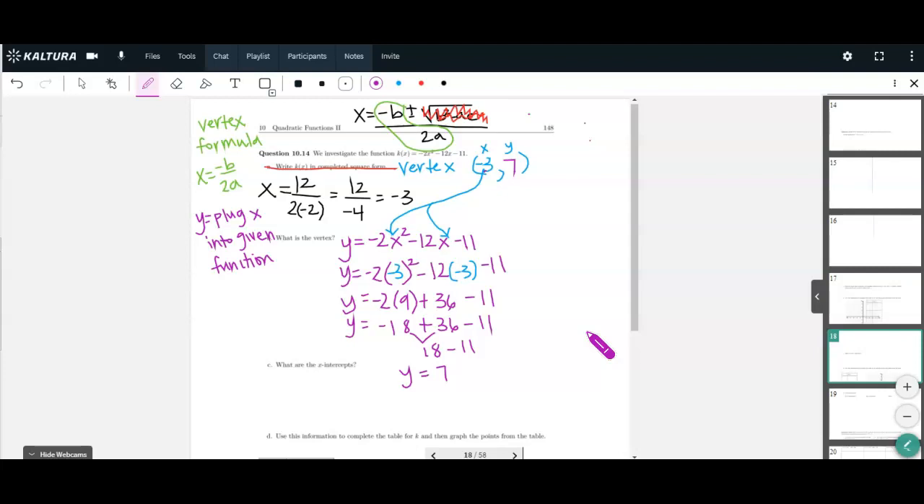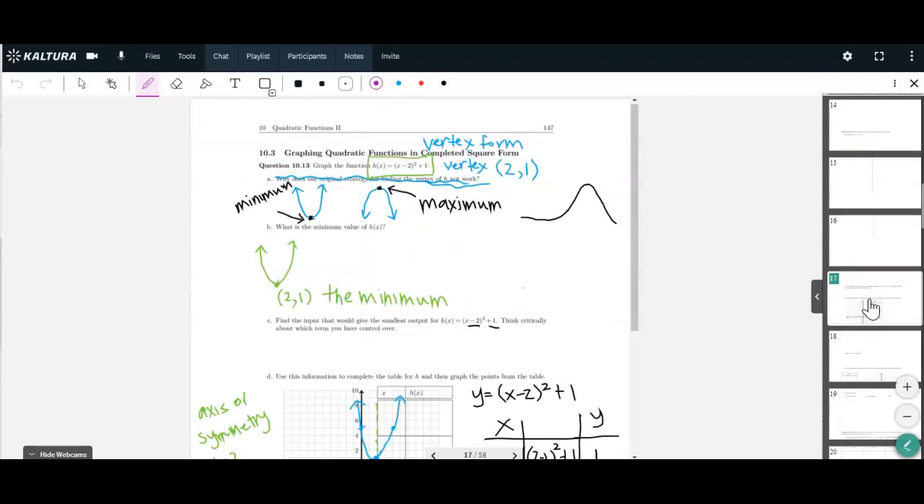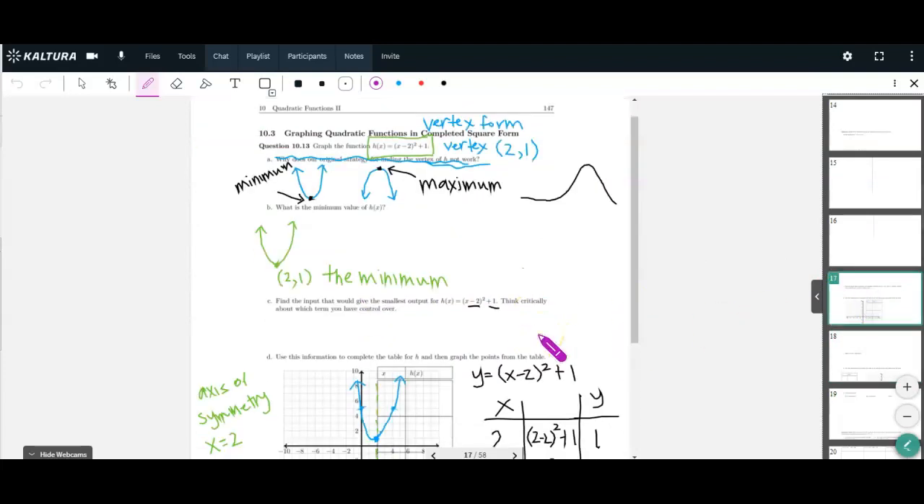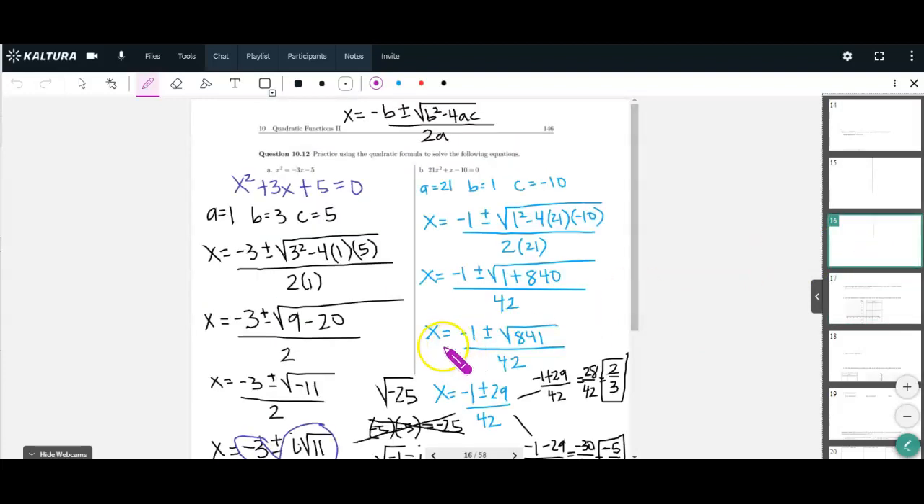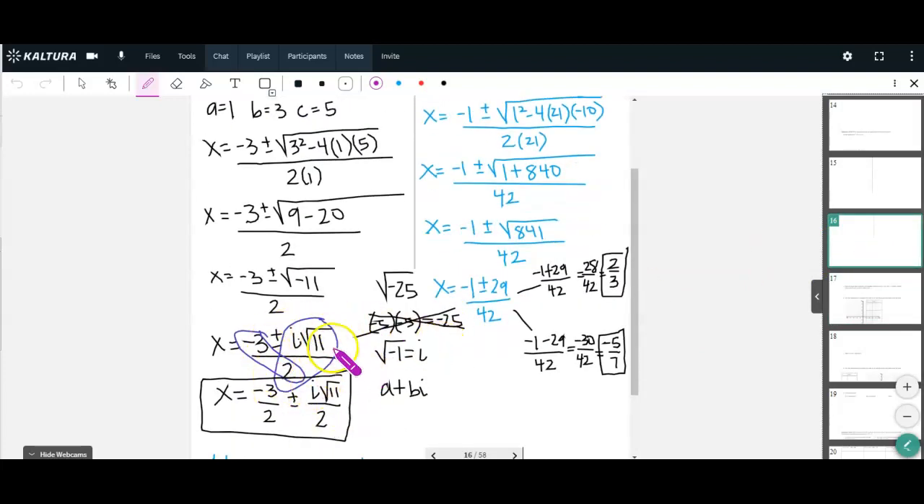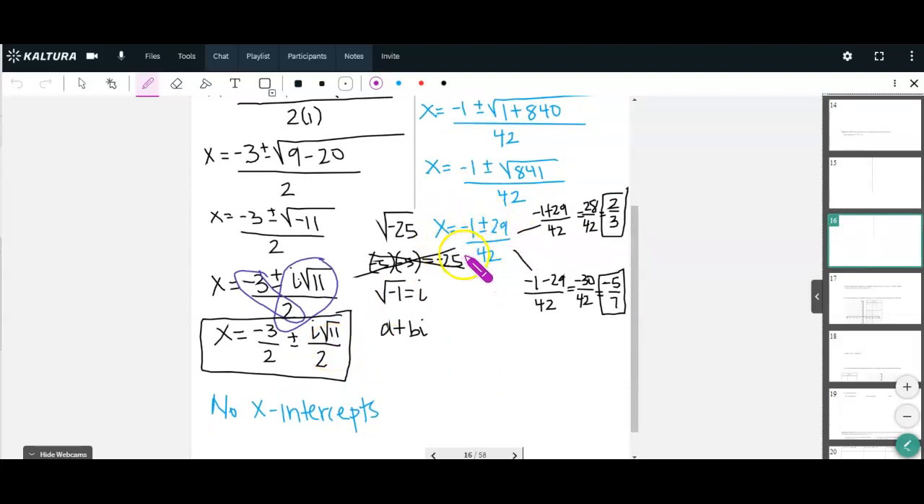Okay. Now, on this one here, if we're trying to find the x-intercepts, remember I talked about it back here, on this last one, wait, was it this one? It was over here. I said what you're finding when you're solving for x, when you're using the quadratic formula, is telling you what your x-intercepts are, right?